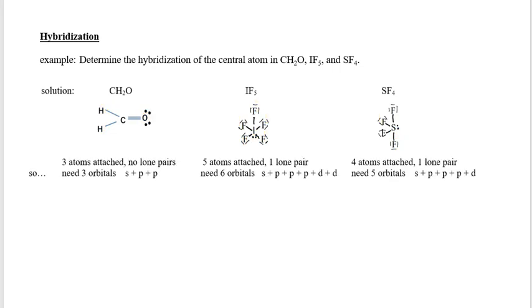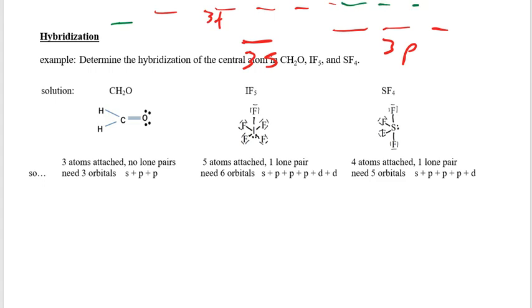Carbon has three atoms attached and no lone pairs, so it needs three orbitals: an s, a p, and a p. We're going from low energy to high energy. You have the s orbital, and then the three p's that are higher in energy. If you're talking about expanded octets, remember the d orbital is higher for that. If this was the 3s and this was the 3p, the 3d is higher in energy. It's between the 4s and the 4p. That's why we go s, p, p, p, then add in d's.